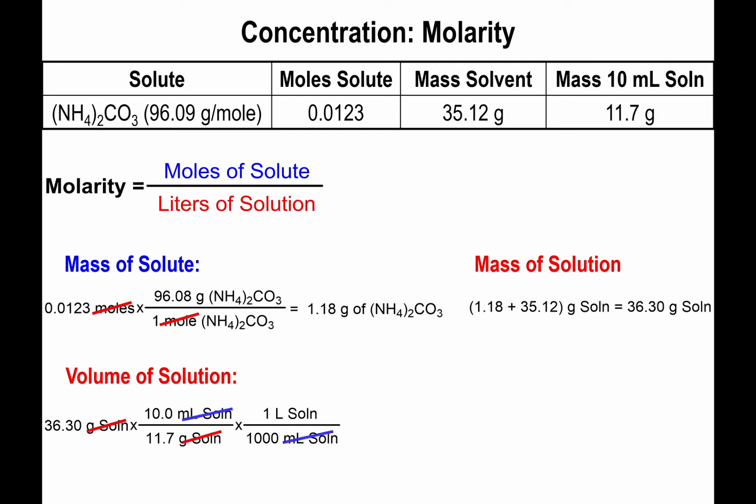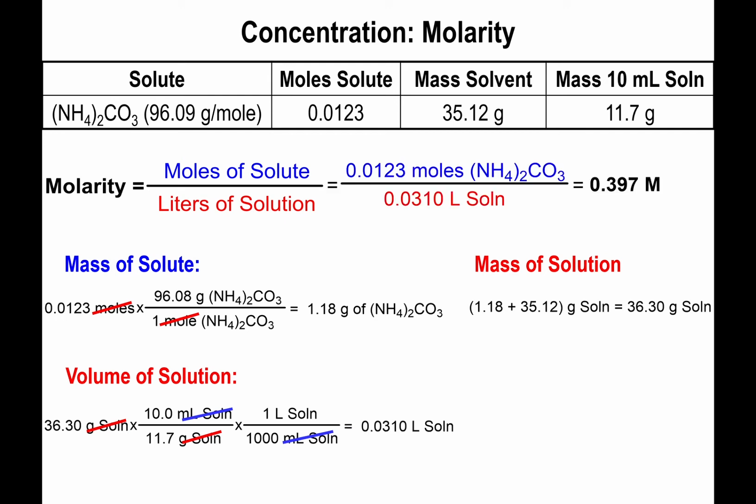Grams of solution go away, mL of solution go away, and now we have the liters of the solution. The last thing to be done is simply to plug in the values. Divide 0.0123 moles of solute by the 0.0310 liters of solution to yield a value of 0.397 molar, which is the molarity.